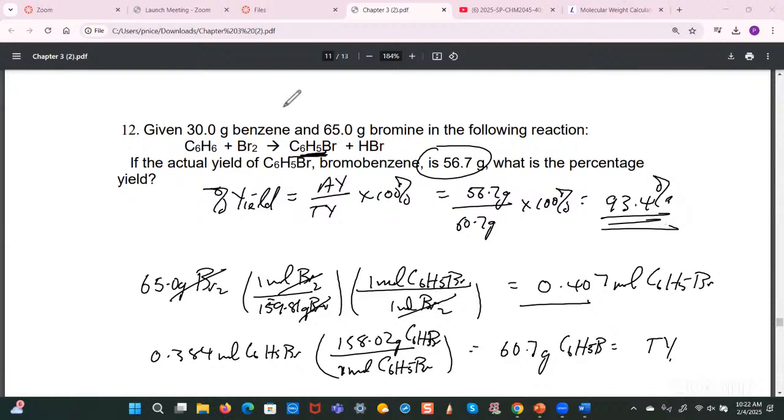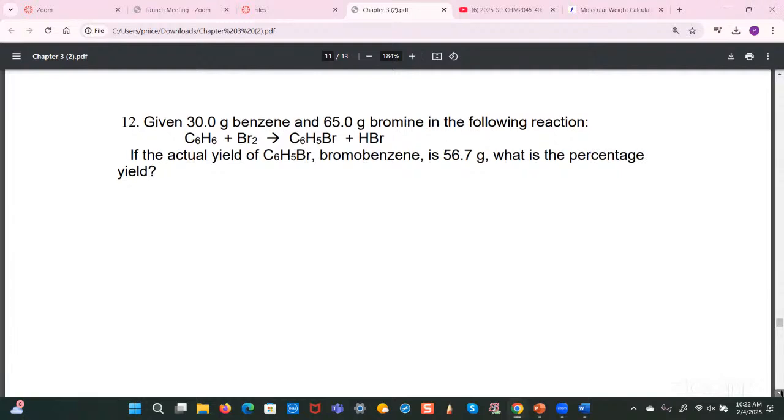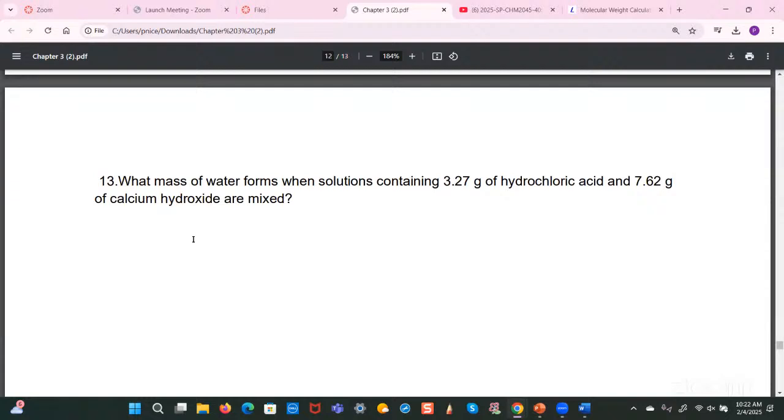Okay, let me clear this now. Let me scroll down and see what's up. Okay, I'm going to leave number 13 for you guys to do. It's pretty much similar to what we did. The only difference is that you have to figure out what the equation is, and then balance it. And then you do a similar calculation like what we just did for the previous one.